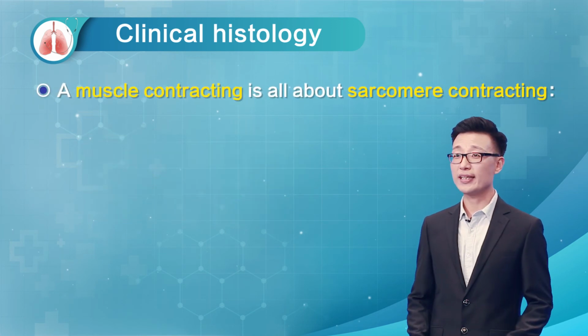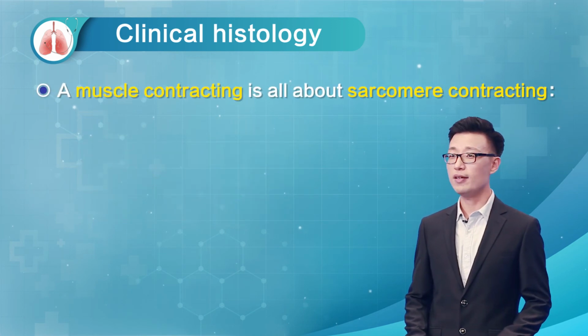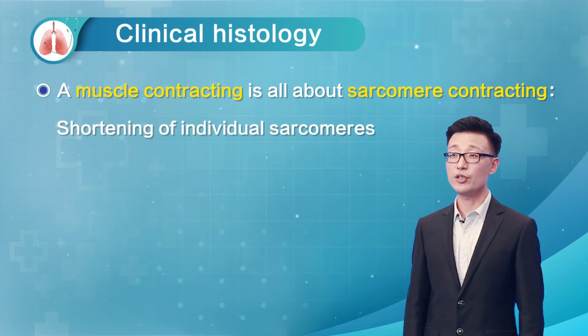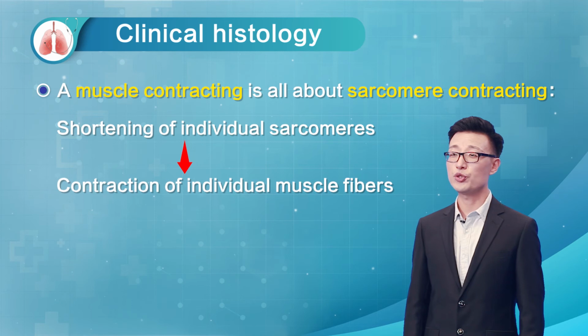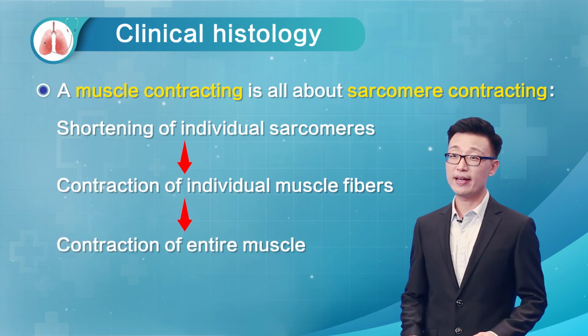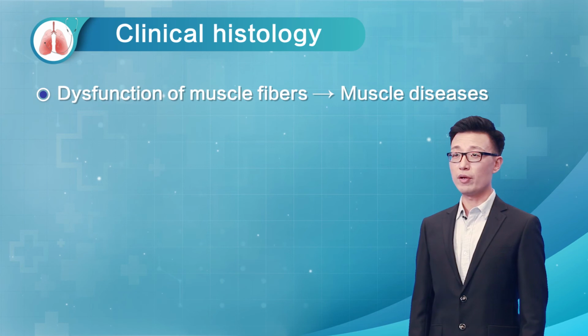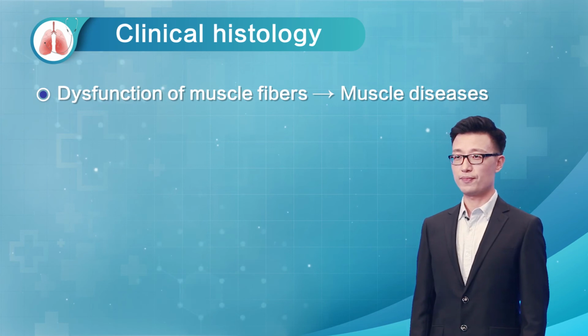A muscle contracting is all about sarcomeres contracting. It is the shortening of these individual sarcomeres that leads to the contraction of individual muscle fibers, and ultimately the whole muscle. For more detailed molecular mechanisms of muscle contraction, I encourage you to check your biochemistry textbooks or other online resources. The dysfunction of muscle fibers may result in muscle diseases.